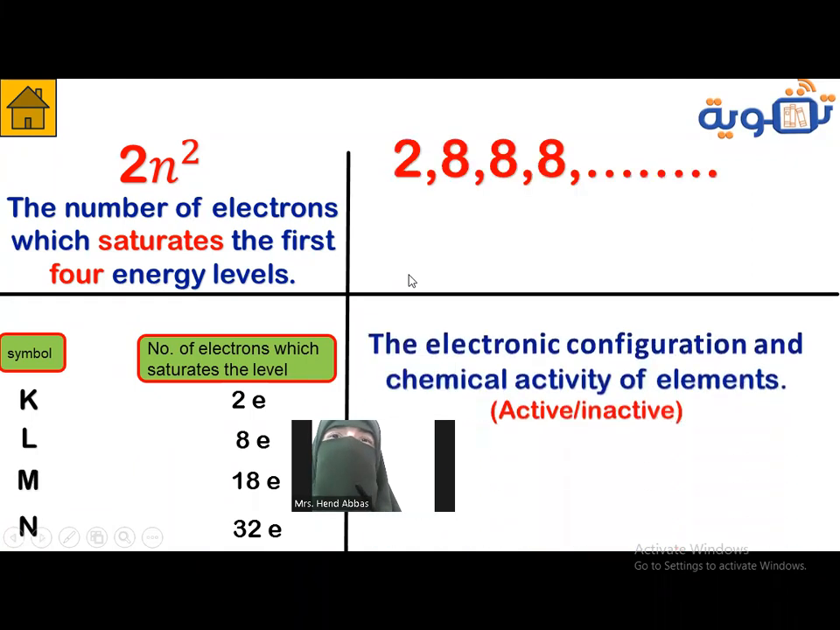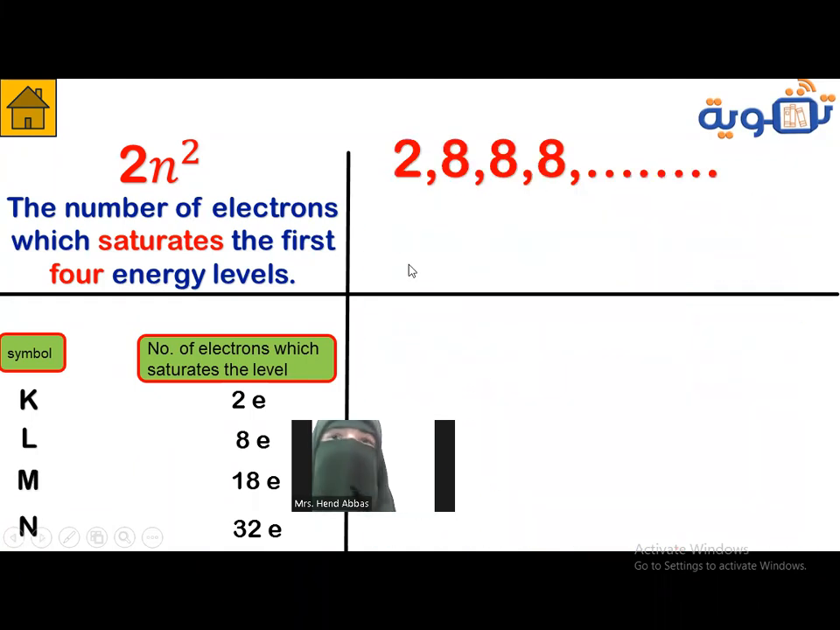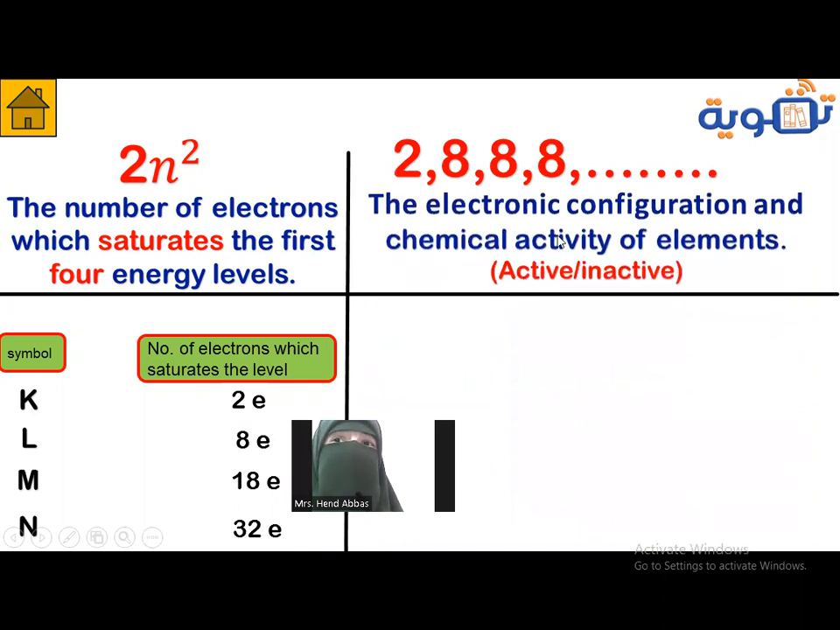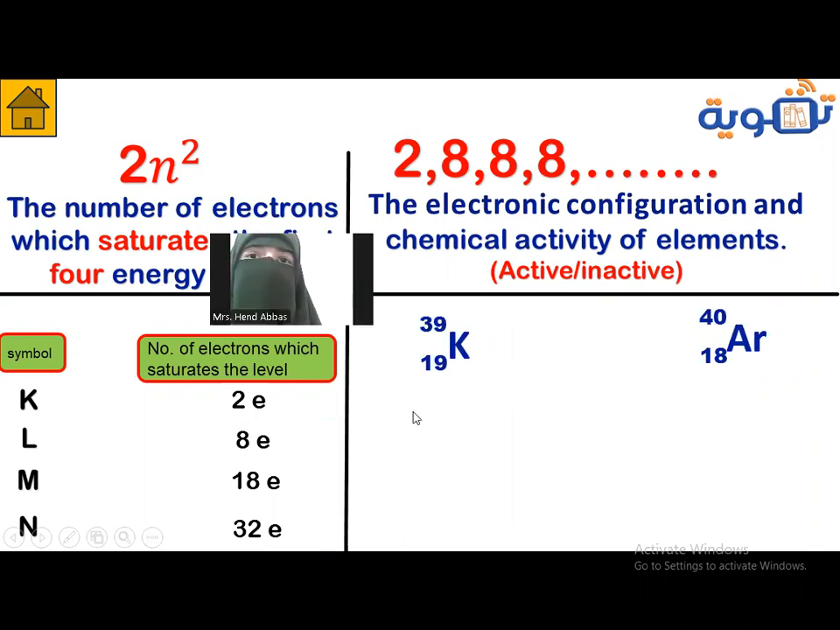But when we use the other rule, 2, 8, 8, 8, which is called the octet rule, this is an old rule, okay? But we use it to know only if an element is chemically active or inactive. How, teacher? Let's make the electronic configuration of those two elements. This is potassium and this is argon.